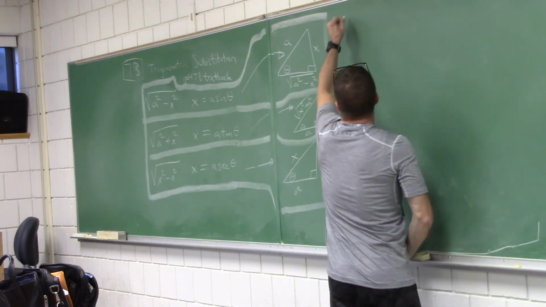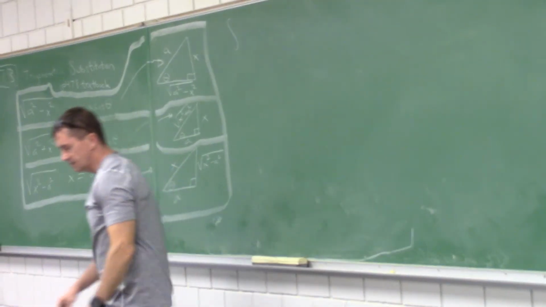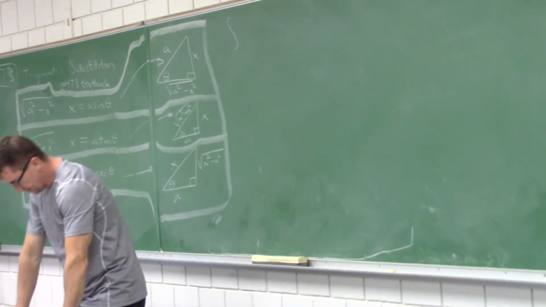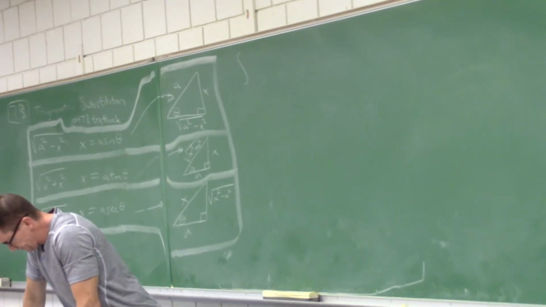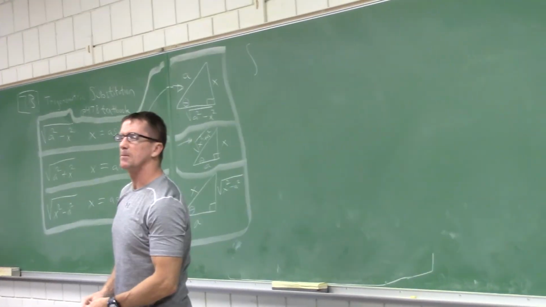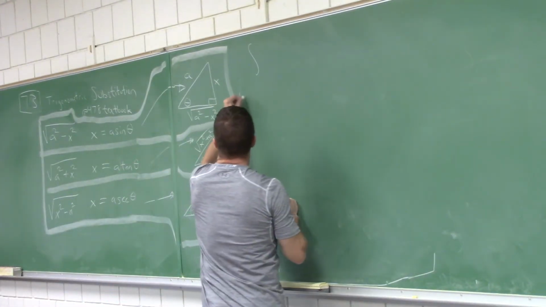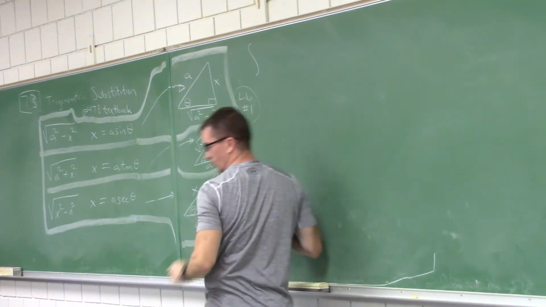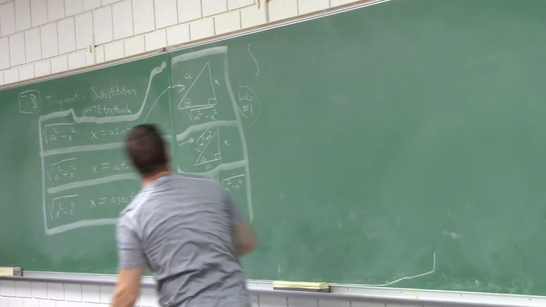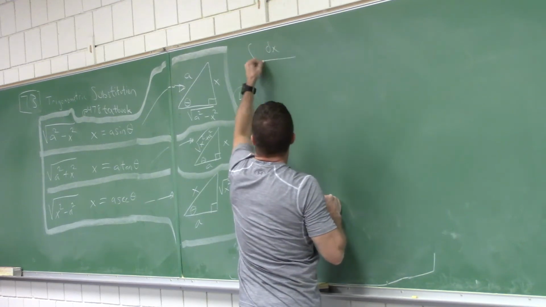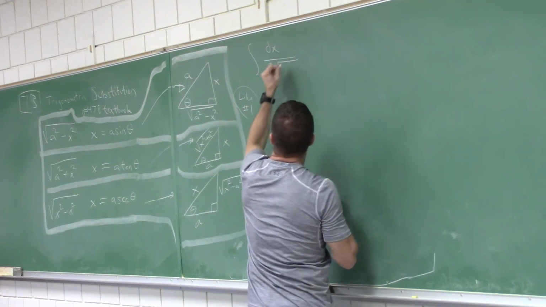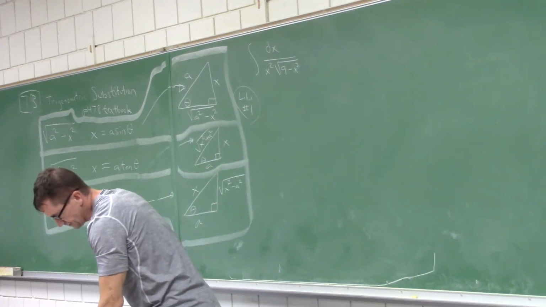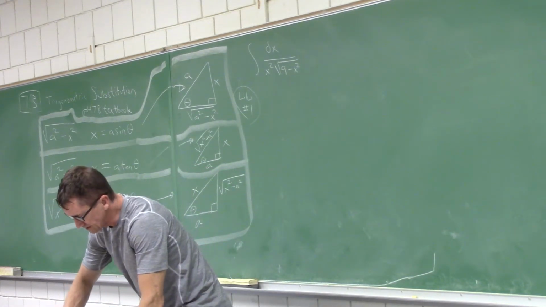Let's get started. Let's look at a problem, everyone. This is from section 7.3. Let's start off with a problem that's just like number 1. I have the integral of dx over x squared times the square root of 9 minus x squared. And they want us to find the antiderivative.